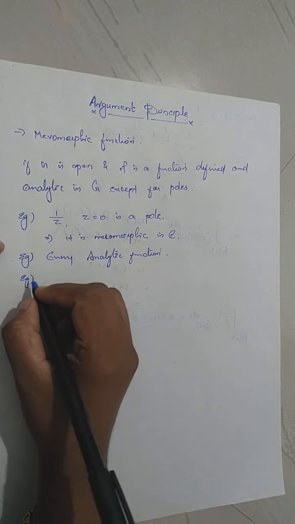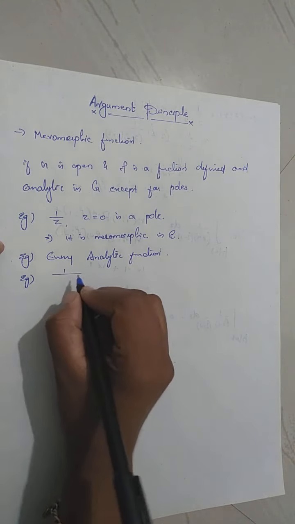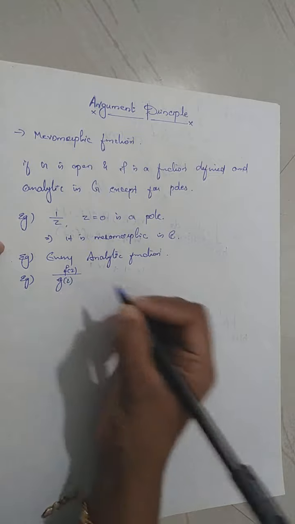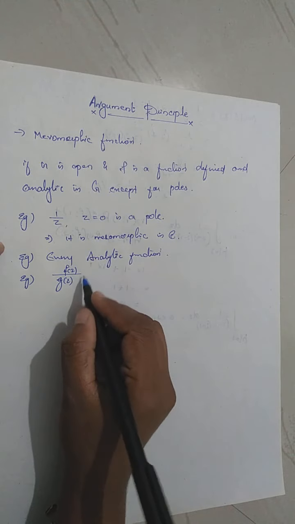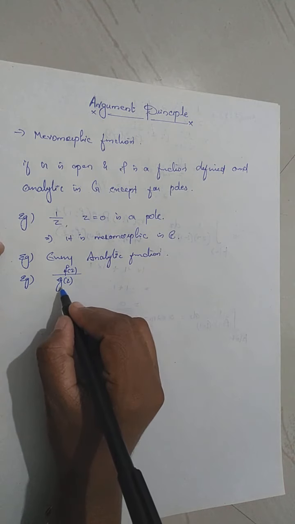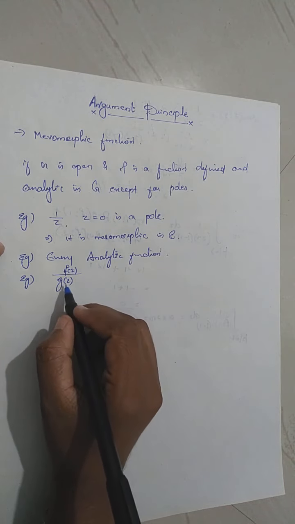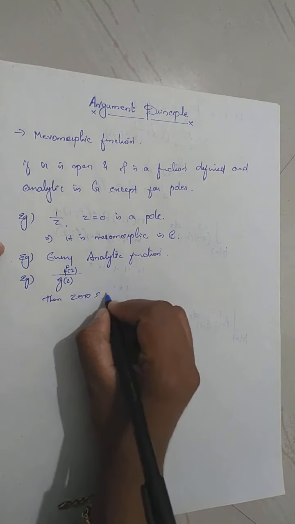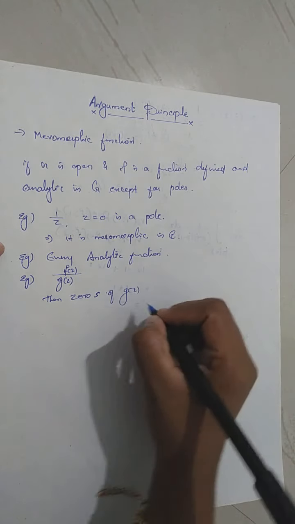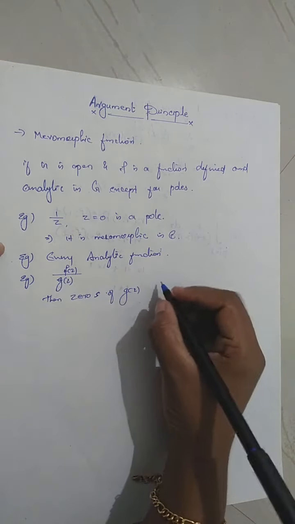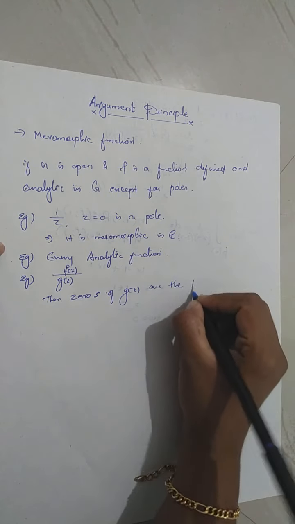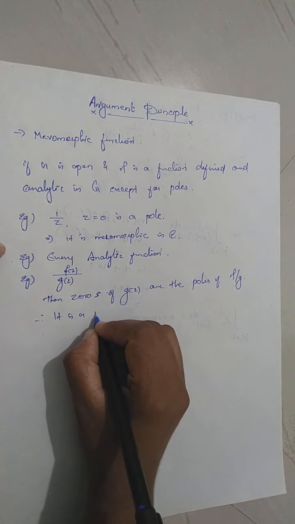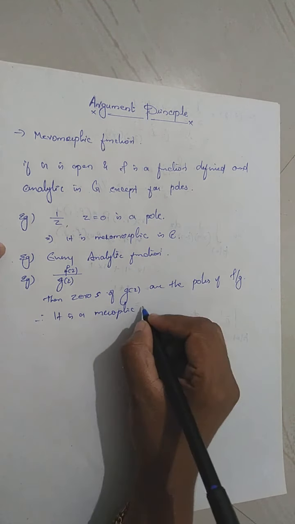Then consider any rational function. It is of the form f(z) divided by g(z), and you can see that this function is not analytic at the points where g is 0. So the zeros of g(z) are the poles of the rational function f by g. Therefore, it is a meromorphic function. So, these are some examples of meromorphic functions.